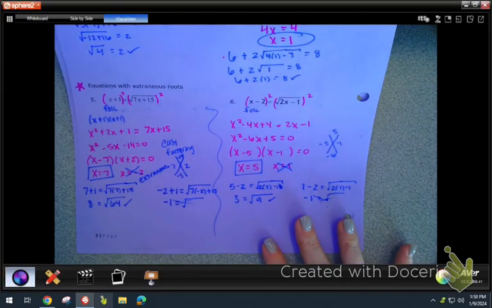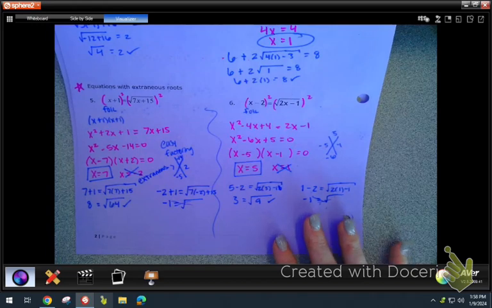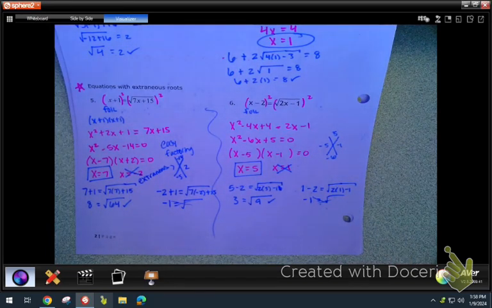On number 6, again, I got 2 solutions algebraically, but only one that worked. So one of them was extraneous. Is it possible for them both to be extraneous? Yes. It's possible to get a no solution, okay? Is it possible for both of them to work? Yeah, it's possible for both of them to work.